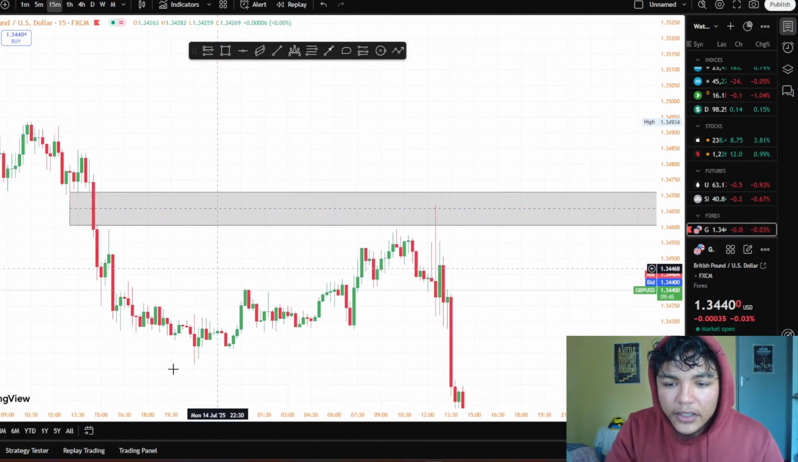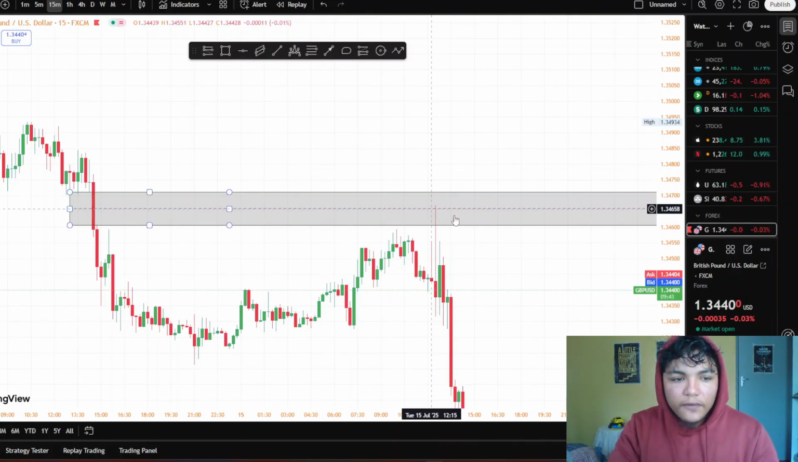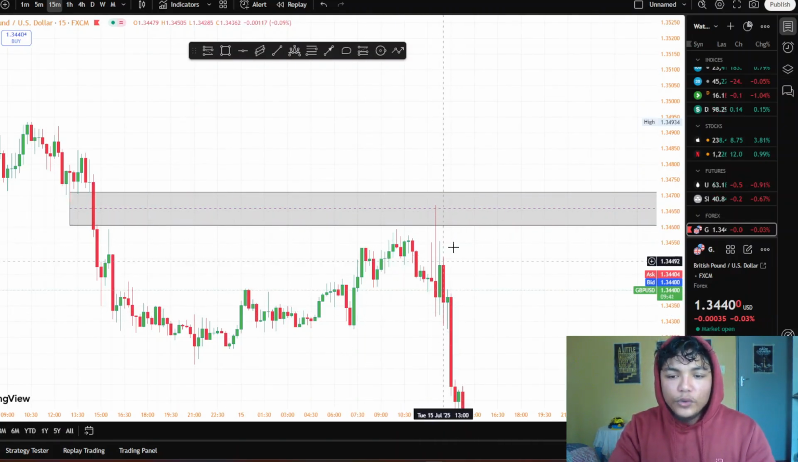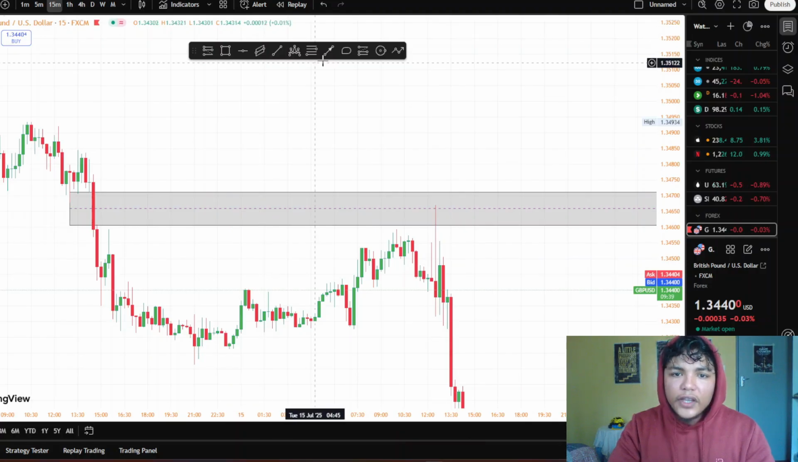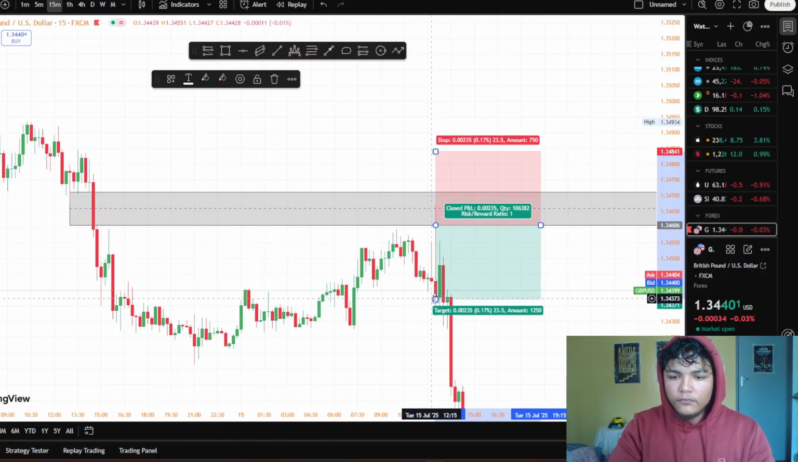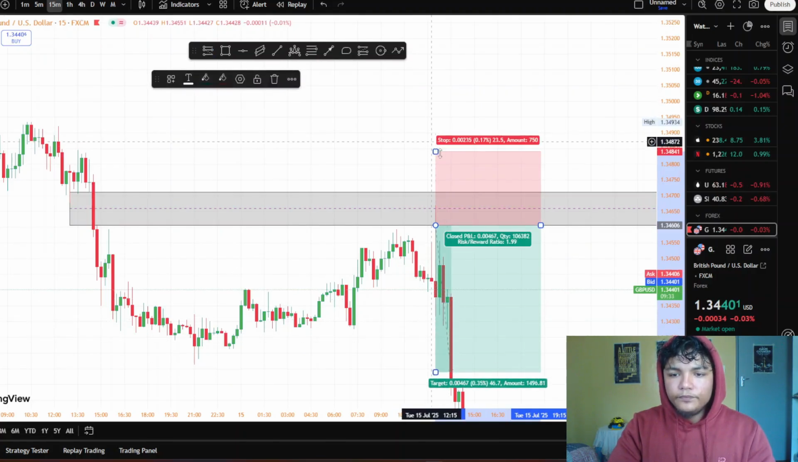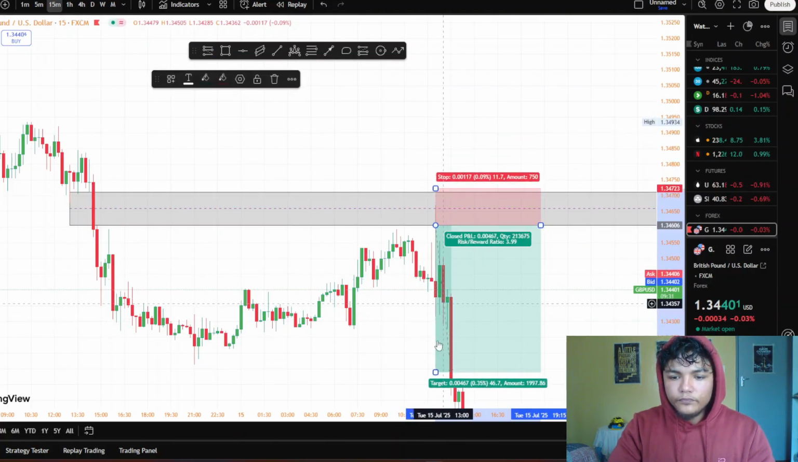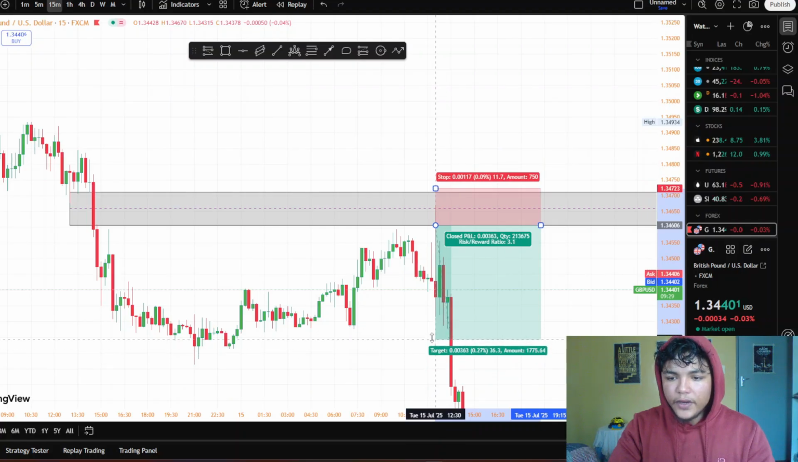And look what the market did. It went up to retest the fair value gap. To retest the fair value gap, then you can take your trade. Boom, see. Then you can take a trade right there.